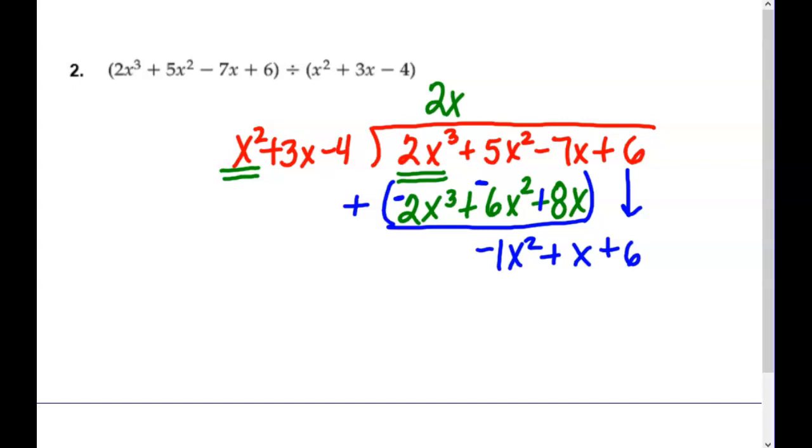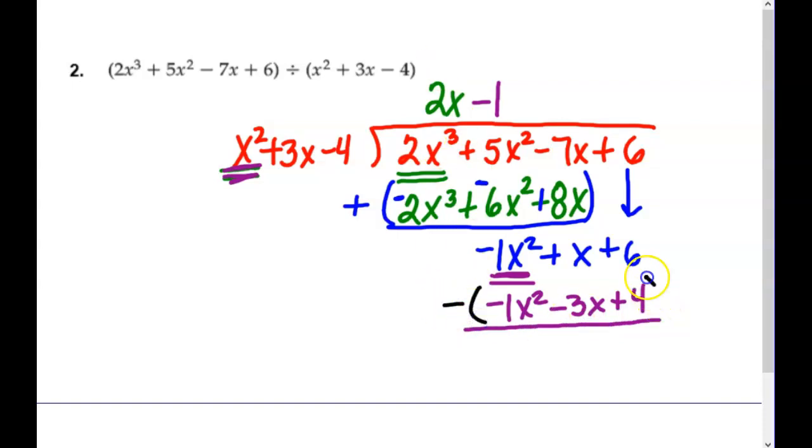What are we going to do next? We want this x squared to be exactly a negative 1x squared, so we got to multiply it all by negative 1. All of this multiplied by a negative 1 will be a negative 1x squared, a minus 3x, and a plus 4. Then if we are subtracting all of that, we are adding the opposite. So this is 0, 1x plus 3x is 4x, and 6 minus 4 is plus 2.